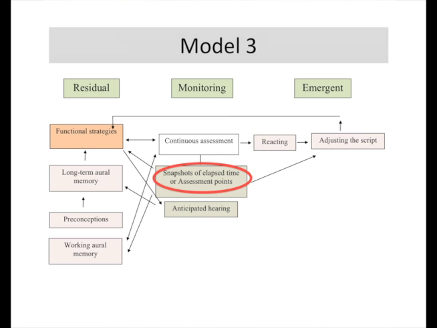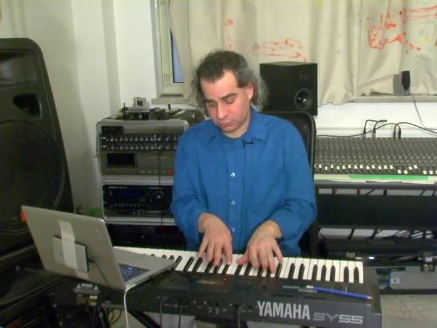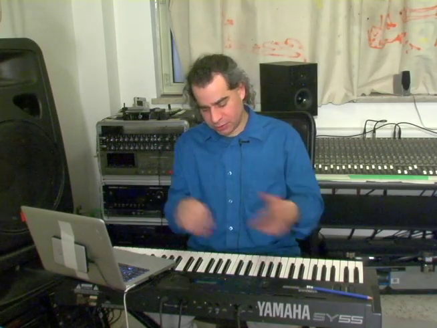And now I'm entering adjusting the script. My improvisation is moving into a more emergent type of thinking. Let's move away from the Dorian sound and let's go to a different sound. B flat major 7, abandoning the key, completely new section in the improvisation.